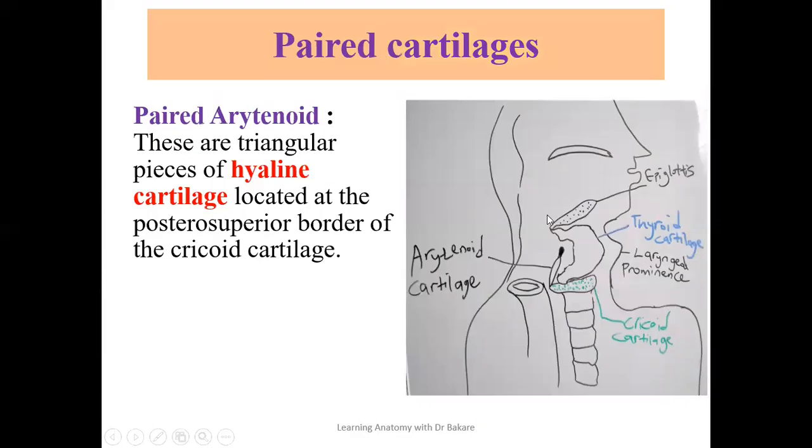So talking about the paired cartilages, the paired cartilages are two. We have one on the right and one on the left. And the first one is a triangular-shaped hyaline type of cartilage. It's called the arytenoid. Where you see this cartilage is at the posterior border of the cricoid cartilage.